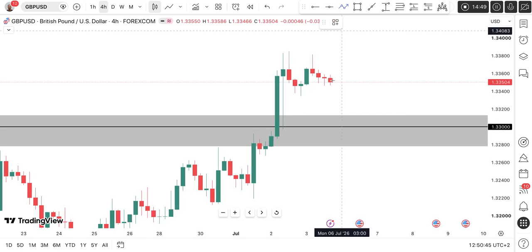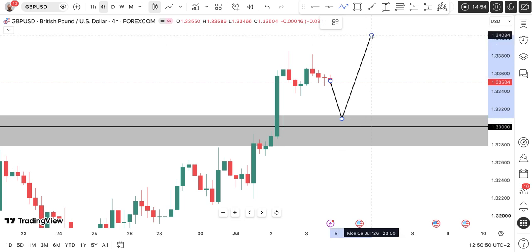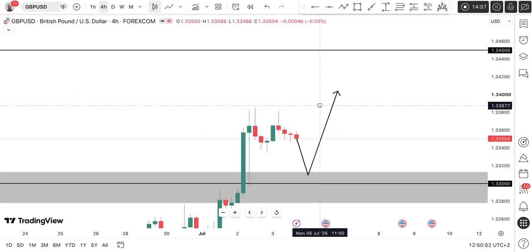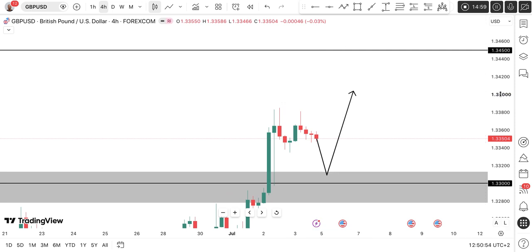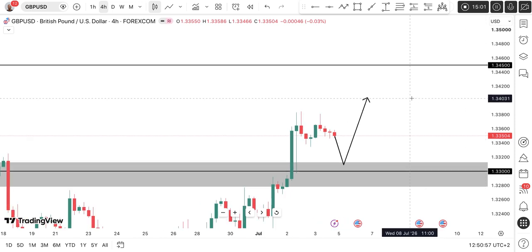So all we have to do is wait for the market to do this, come into the area of interest, and then we buy to the upside. That's what I'm saying to you. This is all we have to do. This is my thought process for GBP, nothing more.